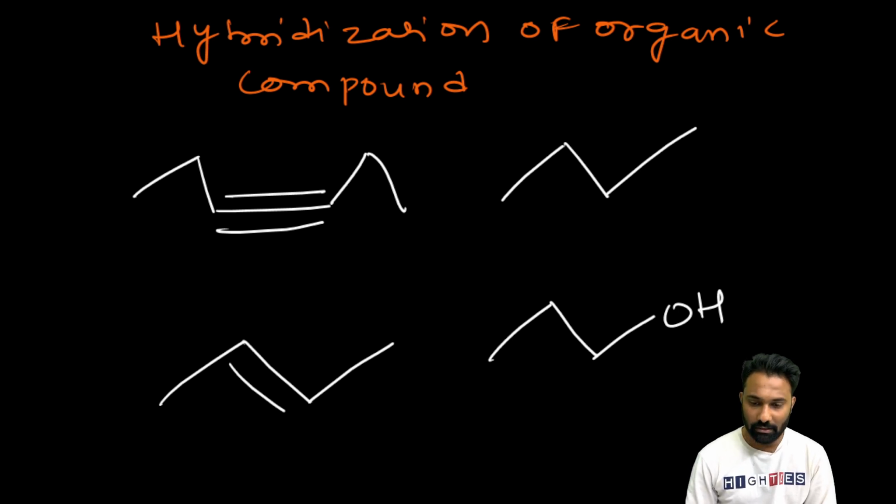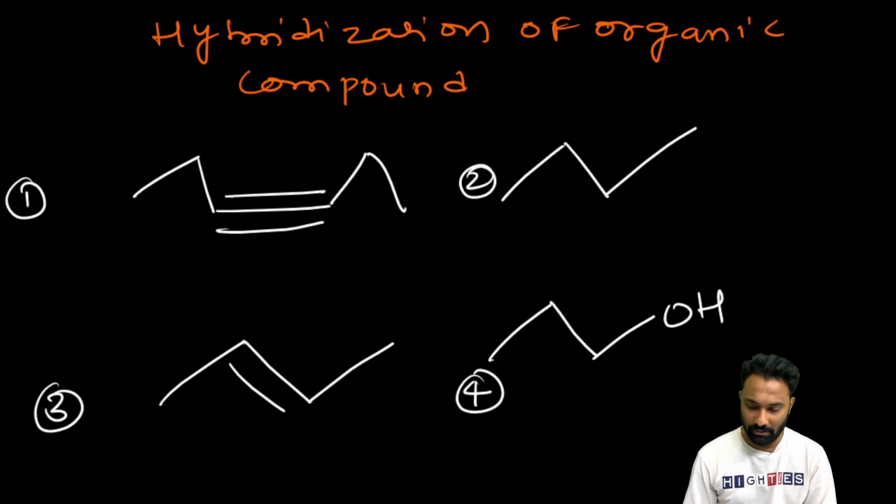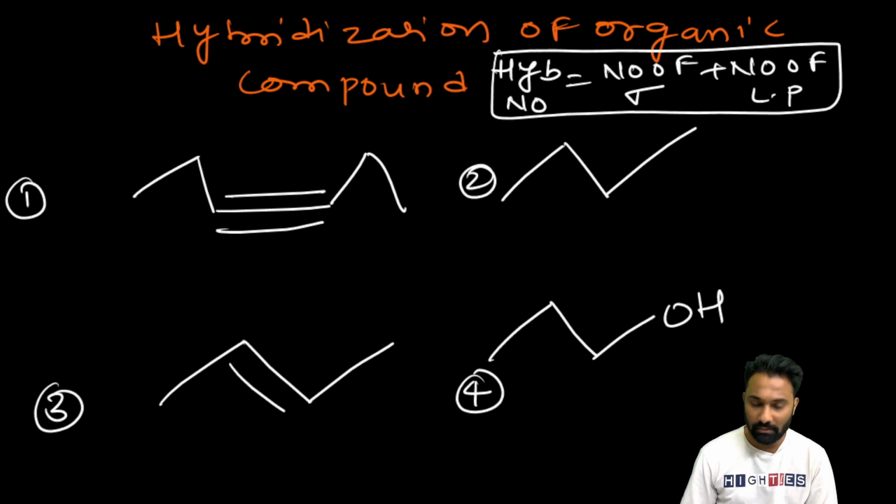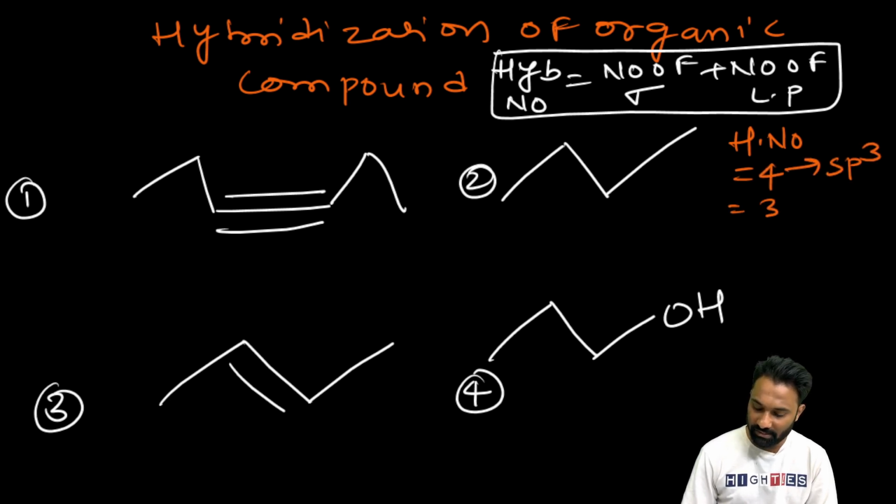Done? Clear? Now I have written the 4 compounds. Now I need each carbon's hybridization. Already I explained one shortcut, or one formula. What? Hybridization number for the organic molecule will be equal to number of sigma bonds plus number of lone pairs. Number of sigma bonds plus number of lone pairs. Done. If the hybridization number is 4, that is sp3. If it is 3, that is sp2. If it is 2, that is sp.